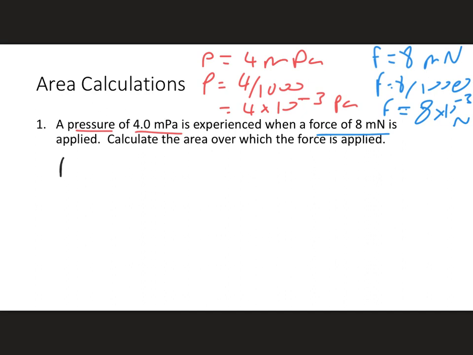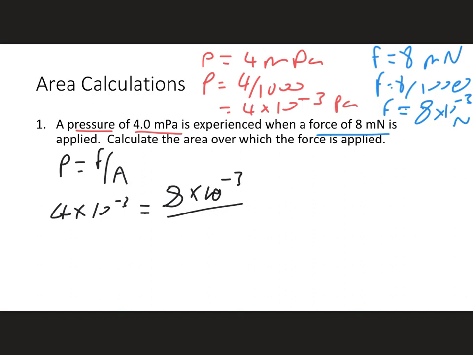So first of all, I'm going to write out the equation. Pressure is force over area. I'm going to put these values in. So this time I get 4 times 10 to the negative 3 is equal to 8 times 10 to the negative 3 over my area.